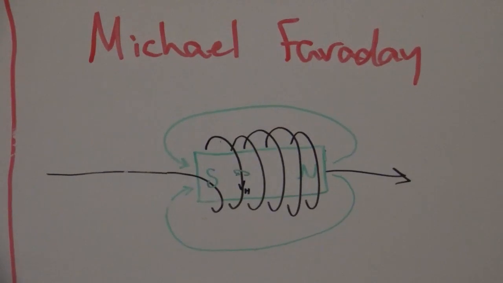In later experiments, Michael Faraday discovered that if he moved a magnet through a loop of wire, an electric current flowed in that wire. The current also flowed if the loop was moved over a stationary magnet. His demonstrations established that a changing magnetic field also produces an electric field. This is known as Faraday's law.